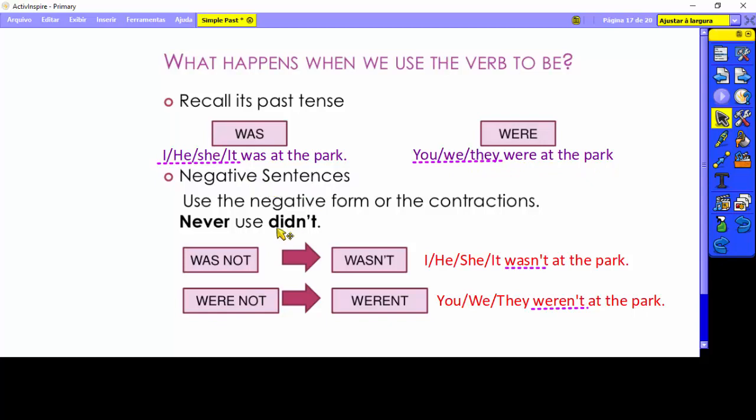Negative sentences. Use the negative form or the contractions. Never use didn't, okay? You cannot mix didn't with the verb to be. For example, was not or wasn't. He, she, it wasn't at the park. Or were not, weren't. You, we, they weren't at the park.